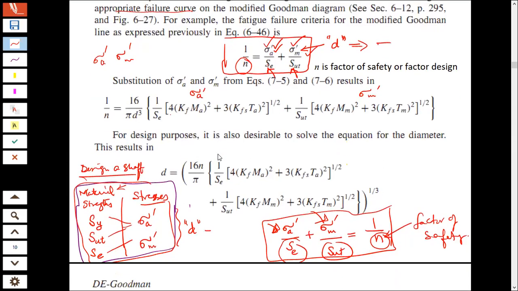So now, as I said, here there is a d cube term. What is this d cube? This is basically the diameter of the shaft that you are going to calculate. So put that on one side and move the rest of the parameters to the other side. On the left-hand side you have d, and you move the rest of them over here. Now you can calculate your value of d, and that will be the diameter of the shaft using the modified Goodman criteria.